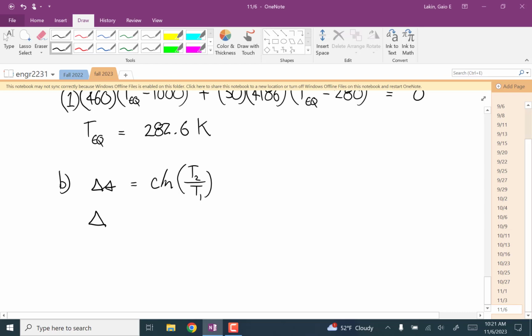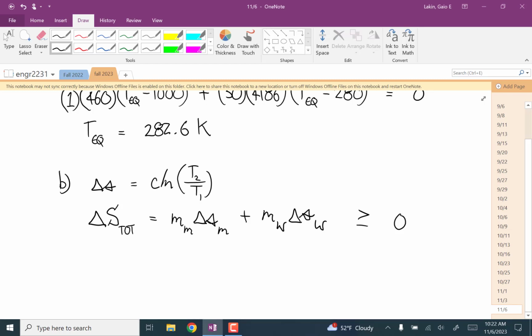We're going to show that the change in total entropy is equal to the mass of the metal times the change in specific entropy of the metal plus the mass of the water times the change in specific entropy of the water, and that's greater than or equal to 0, because in an isolated system, entropy can only increase.